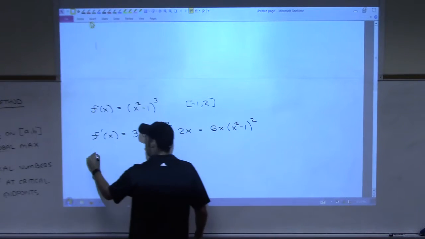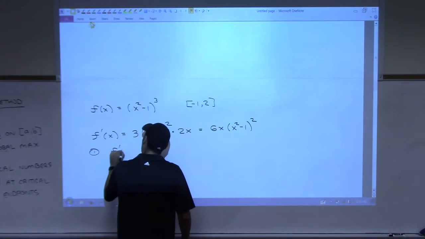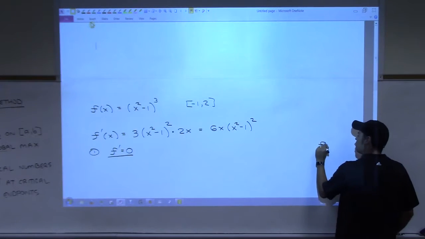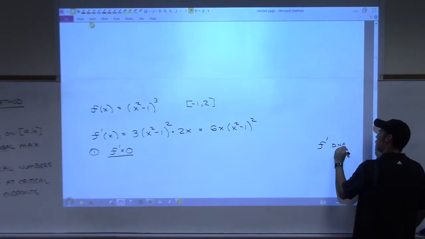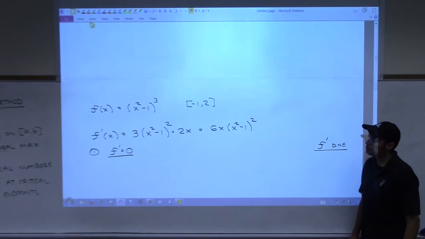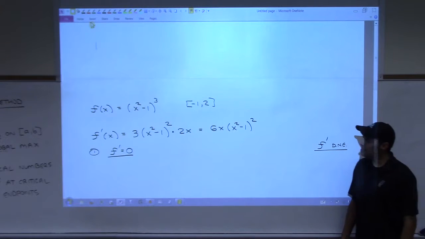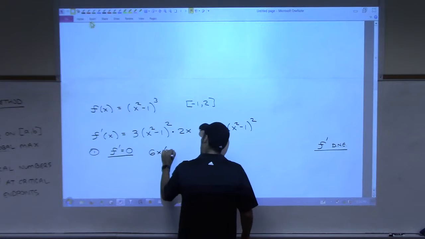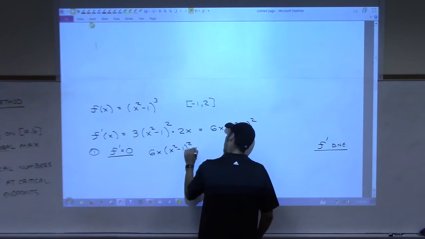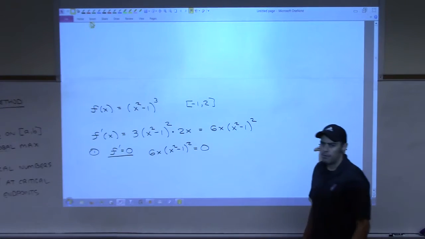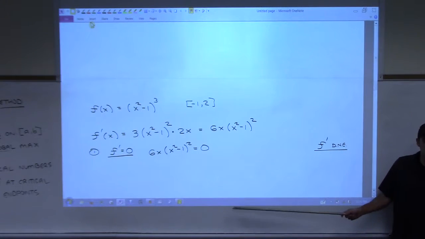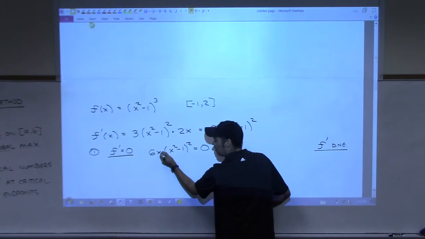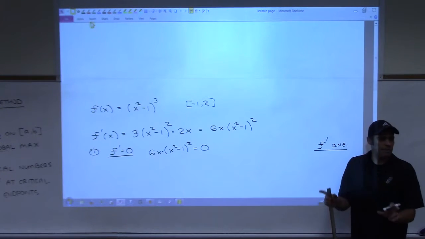All right, so now step 1, find the critical numbers. I'm going to set the derivative equal to 0. That's one thing I'm going to do. Then over here, I'm going to look at where the derivative doesn't exist. So setting this equal to 0, I'll do it right here. Fortunately for us, it's already factored, isn't it? There's multiplication in here, so I can just set each of the factors equal to 0.